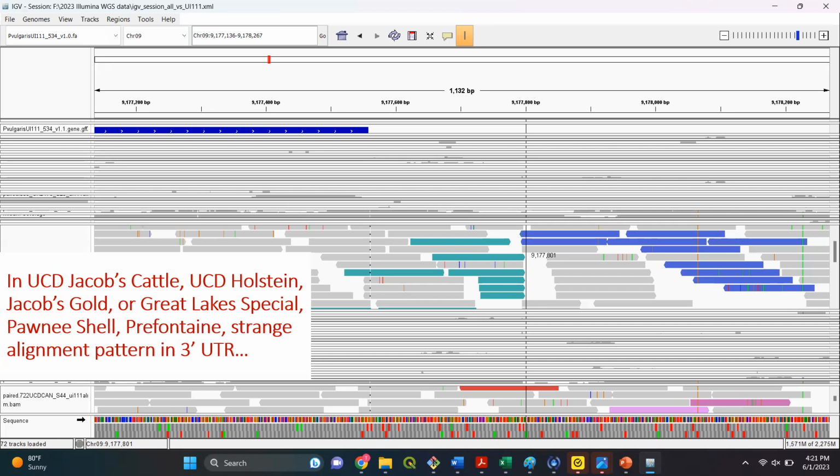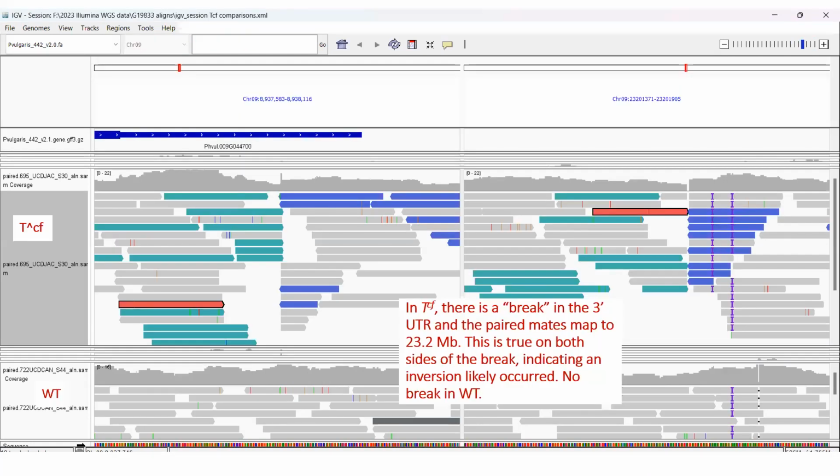And we saw that they have this really strange pattern in the 3' UTR, where in all of them, there's some kind of a break going on. Looking at it in more detail, based on where the mates are mapping, we can see that there's been this 14 megabase, this really huge inversion that cuts right there. I don't fully know why that is leading to what seems to be a loss of function, but it is really interesting.